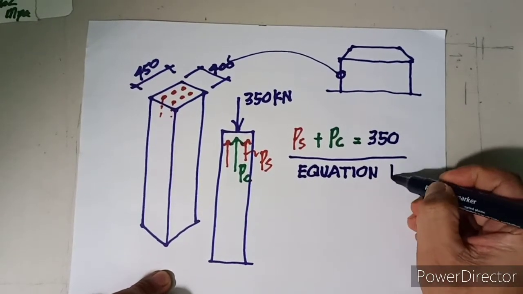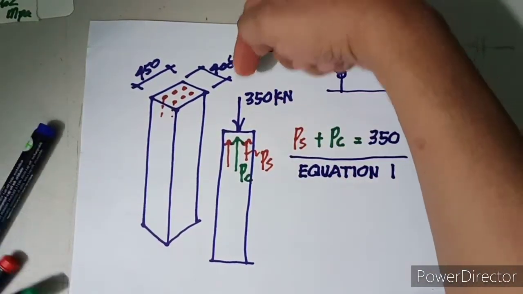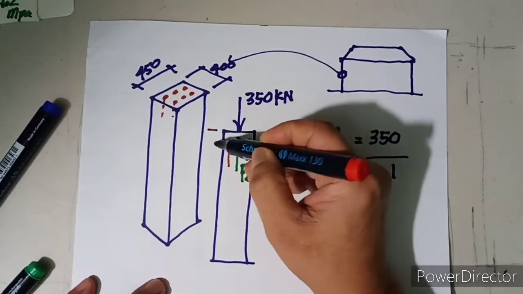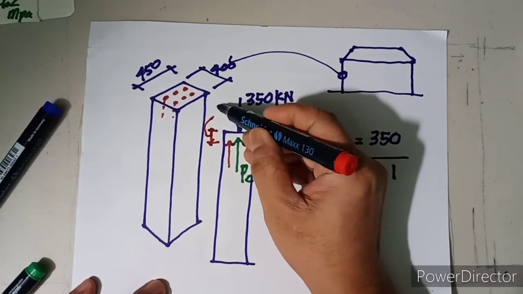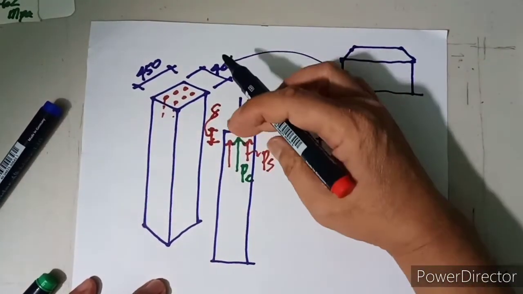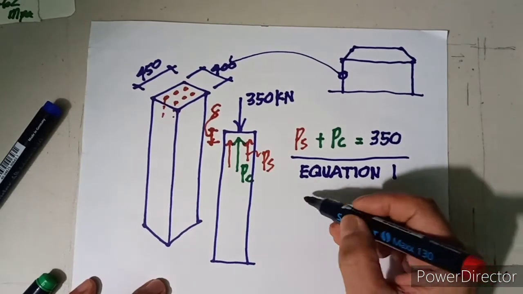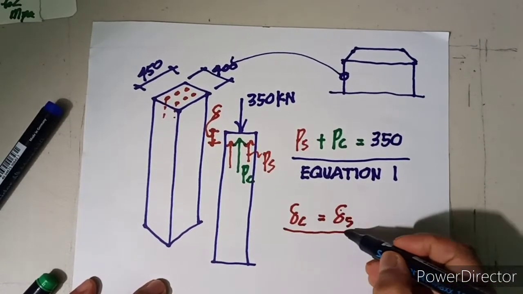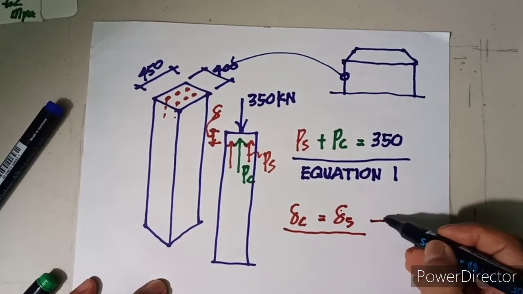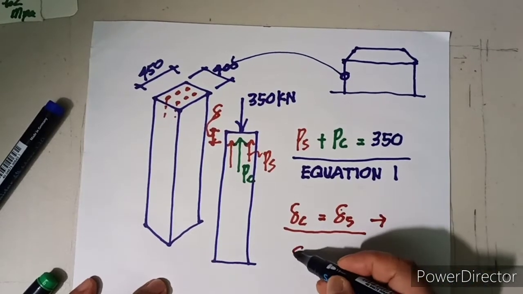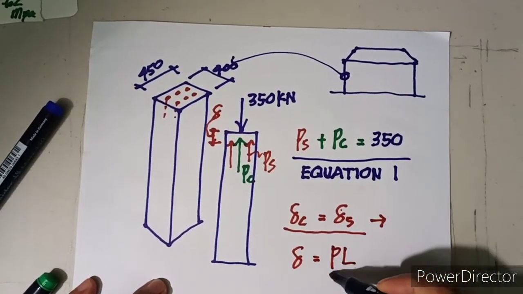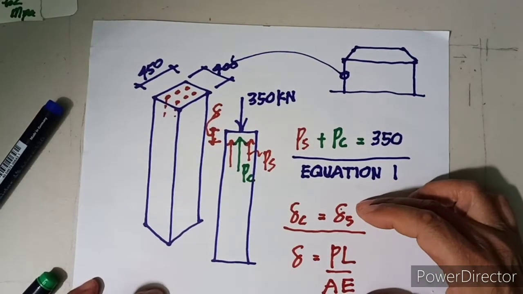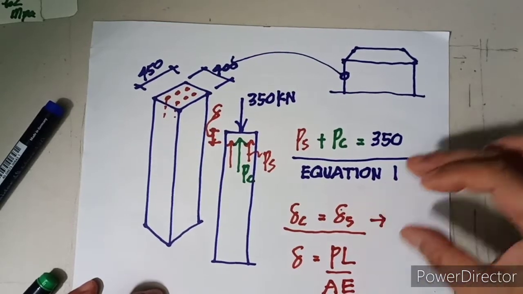The second equation is that when this column is pushed, it is going to deform. It will have a settlement, a small deformation. Both the concrete and the steel will deform, so the deformation of your concrete will be equal to the deformation of your steel. This is your equation number 2, and you know that the deformation formula is force times length all over area times elasticity. This is your equation for elastic deformation, and the other is your equilibrium equation.